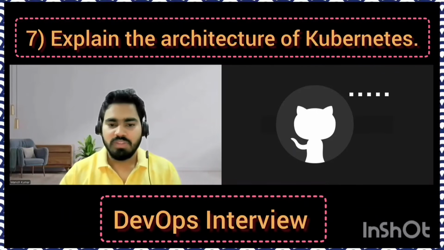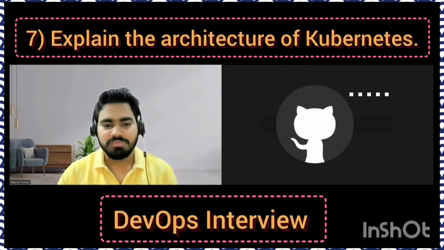Yeah, sure. So in Kubernetes, we'll be having a master node or control node and worker nodes. Together it's a cluster. So for example, in the master node, we'll be having the kube API server, etcd, scheduler, and controller manager. When it comes to worker nodes, we'll be having kubelet, kube proxy, pods, and container runtime.